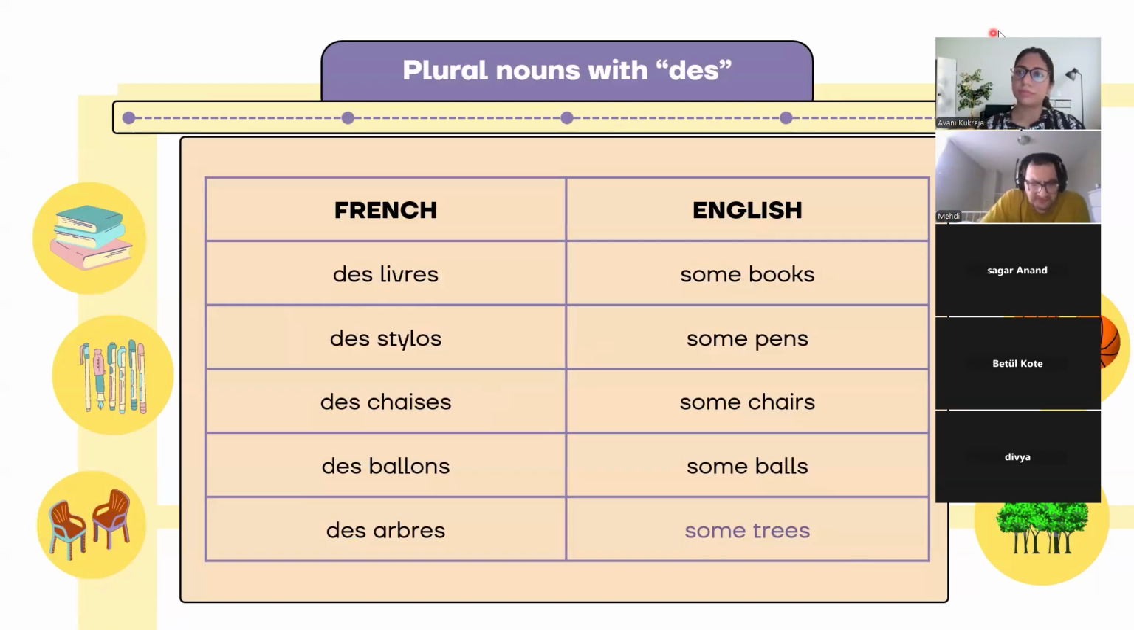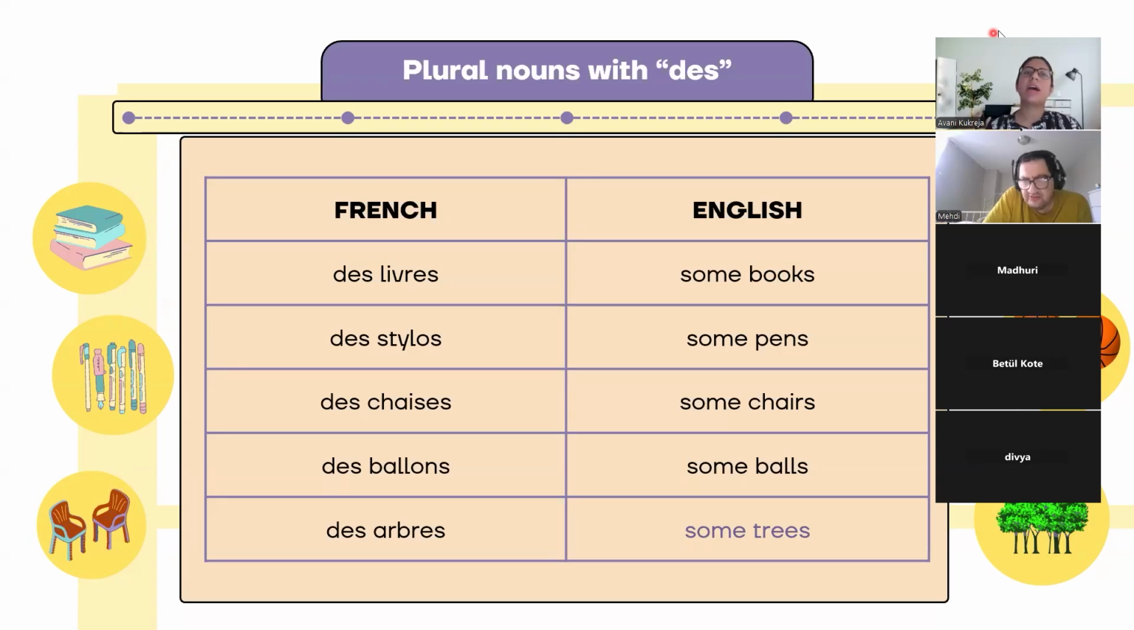I have one question. For the word, we cannot count it. What do we have to do? For example, the water. For some words, we cannot count them. Correct. These are not countable. Not at the moment.